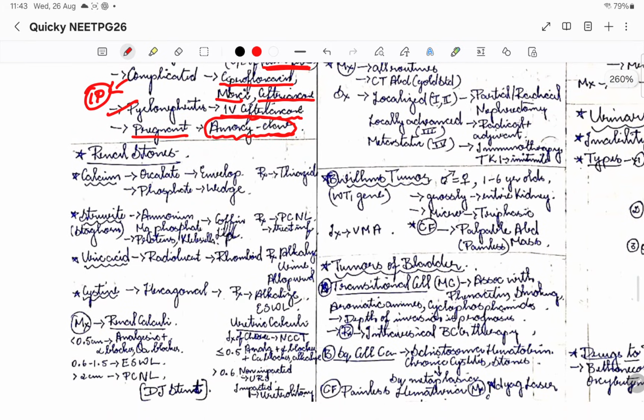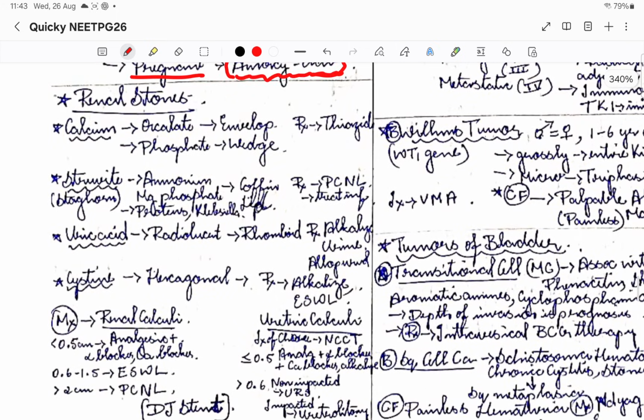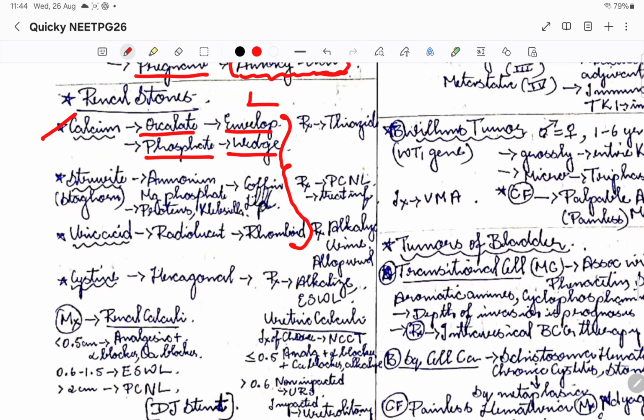Then coming to the other important topic with respect to urology, renal stones, right? So renal stones, we'll be dividing based on the composition of the renal stone. If it is a calcium renal stone, it is going to be two types: calcium oxalate and calcium phosphate. Please remember the structure that each has. Calcium oxalate will be envelope shaped and phosphate will be wedge shaped. Envelope meaning it will look like an envelope. So this is how calcium oxalate will look like.